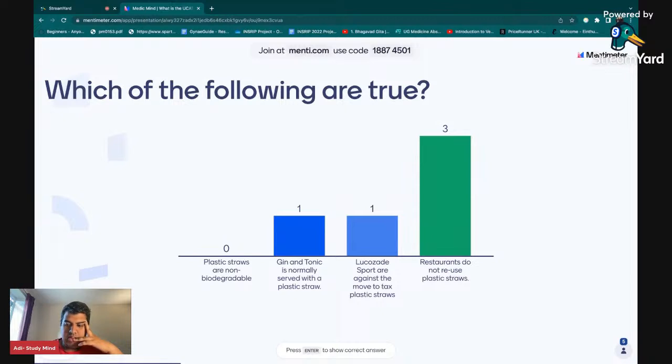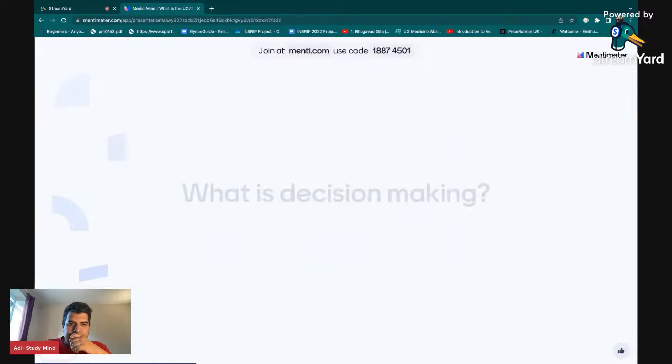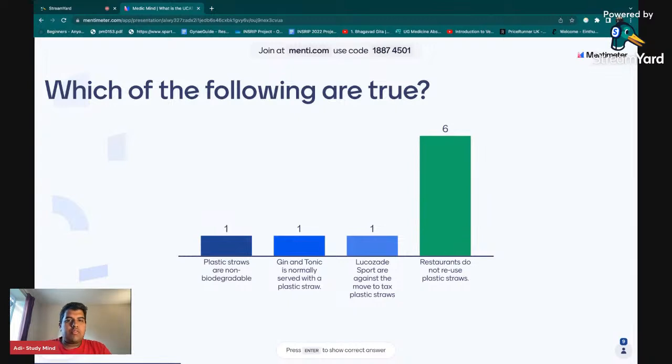Okay. So the majority of you are going with restaurants do not reuse plastic straws. Just wait one more second. Okay, good. We've got a good number of responses across the aisle. That's really good. So most of us are going for the fourth option. Okay, good. There's some more of you that have been in. Okay, so from the passage, let's have a look. So most of you have gone for restaurants do not reuse plastic straws.